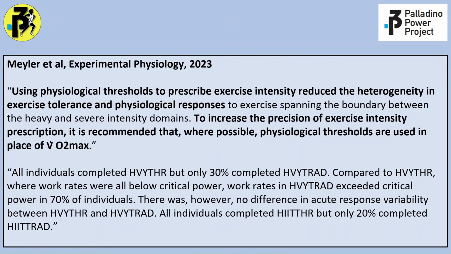And when they went to high intensity interval prescriptions, only 20% were able to complete it based on percent of VO2 max, as opposed to all individuals completing their HIIT based on their physiologic marker. So not only do you get different physiologic responses, but you also have different tolerances and sustainability depending on whether you're using physiologic anchors for those phase transitions or using a percentage of max.